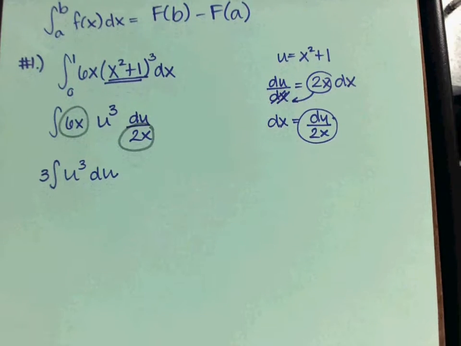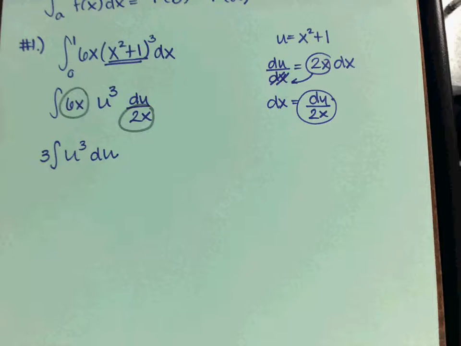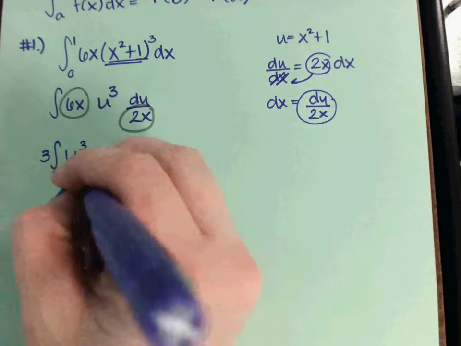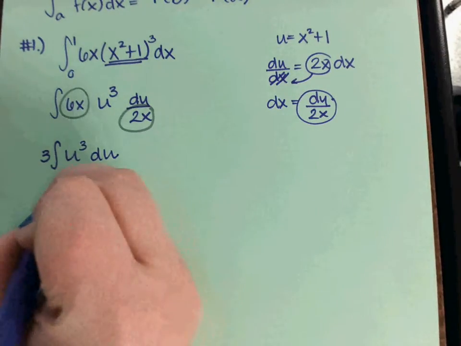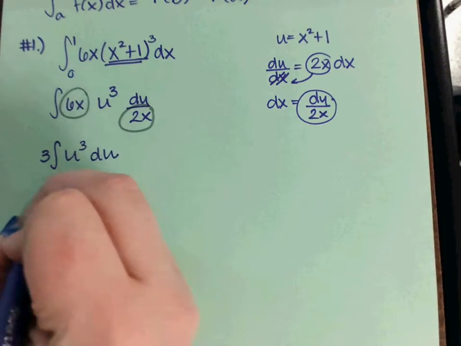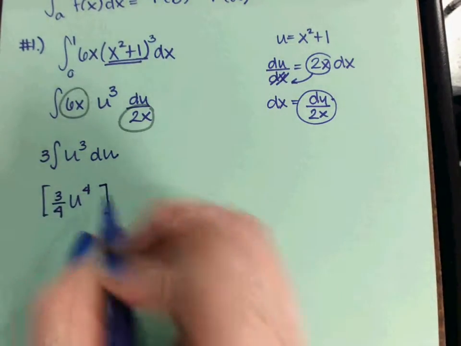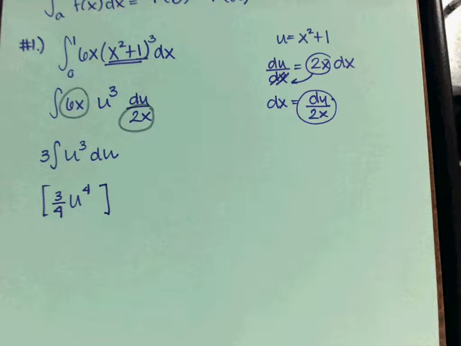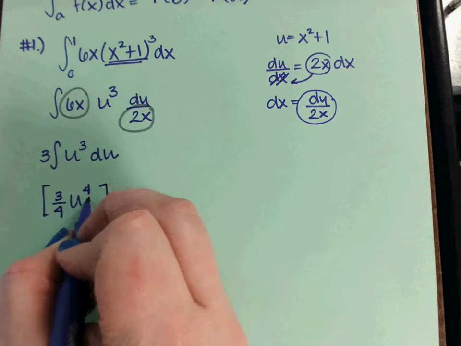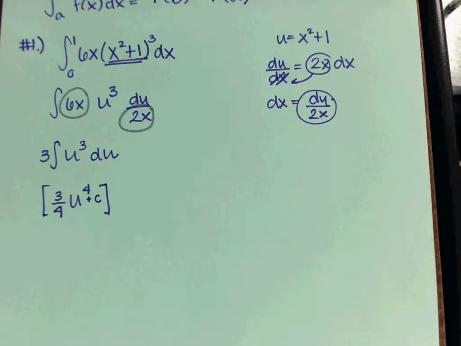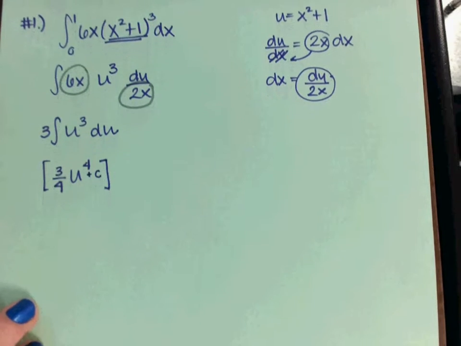Okay? So what is the antiderivative of u to the 3? U to the 4th, and then 3/4. Okay, put it in brackets. Now, normally there would be a plus c, but do you remember why we don't include it? Because they just end up crossing out. So I'm going to go ahead and put the plus c just in case you forgot why. Okay, but then we'll see that it crosses out.